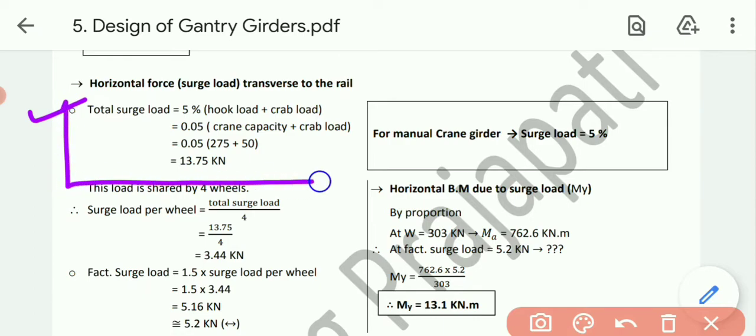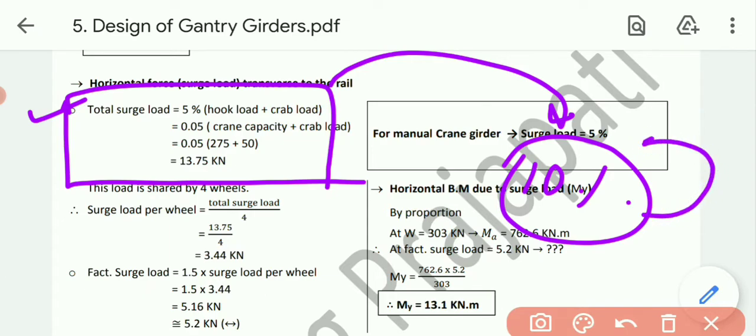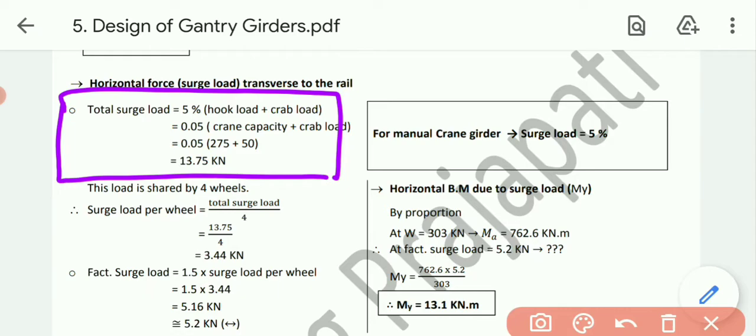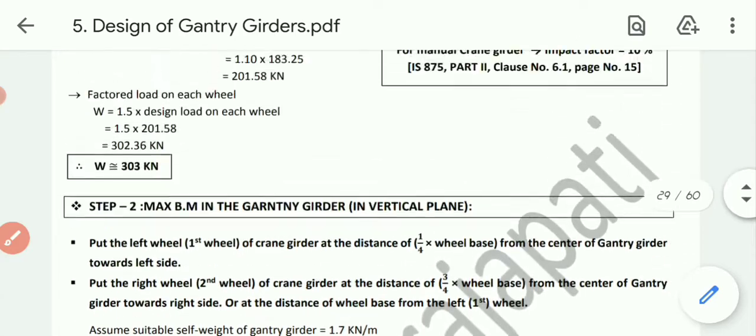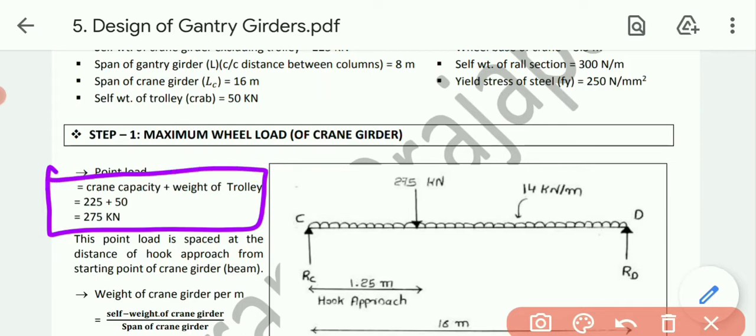So total surge load is taken as 5%. That's the second difference. In case of the EOT crane girder, we were taking it as 10%. Now in this one it is taken as 5%, as we are designing for the manual crane girder. Total surge load is taken as 5% of the hook load plus crab load. Hook load is your crane capacity and crab load is the weight of the trolley. We have already calculated this point load in step number 1. You can see over here, we have already calculated this point load, 275 kilonewton. So ultimately we have to take 5% of this load.